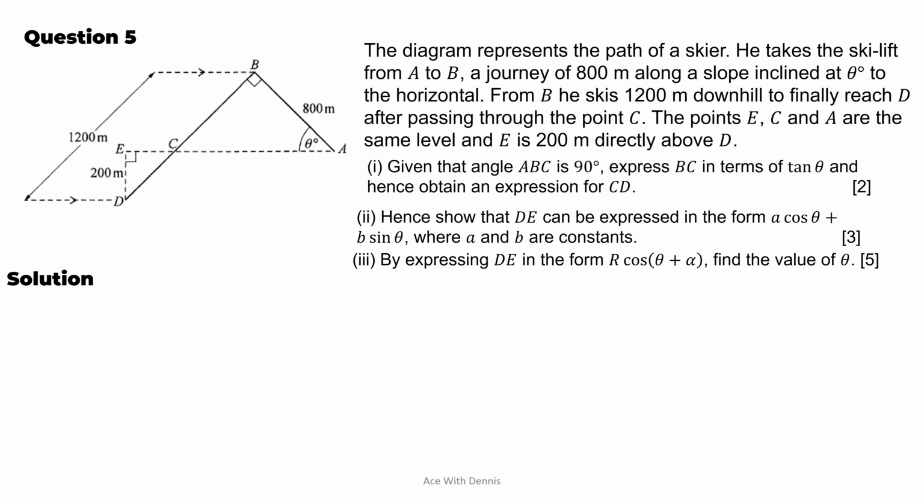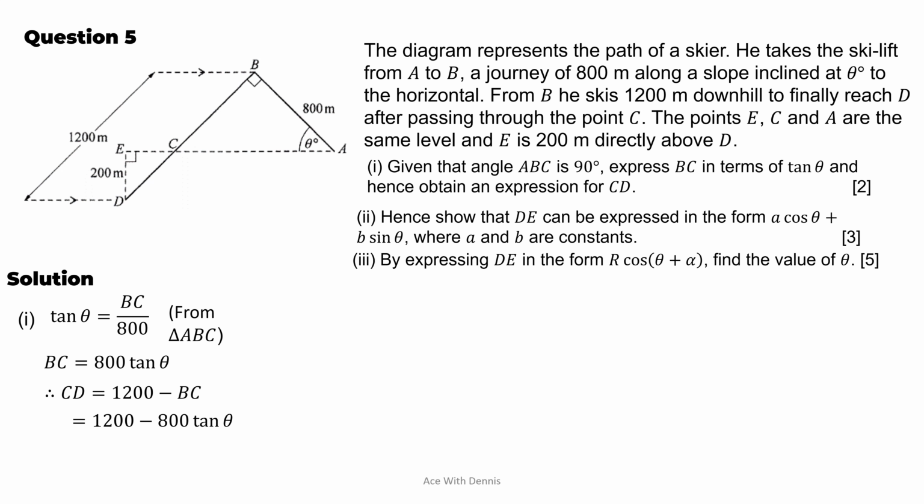Here is the solution. 1. So from the diagram, tangent theta equals BC over 800, which is from the triangle ABC. So BC equals 800 tangent theta. Therefore, CD will be 1200 minus BC, which is 1200 minus 800 tangent theta.